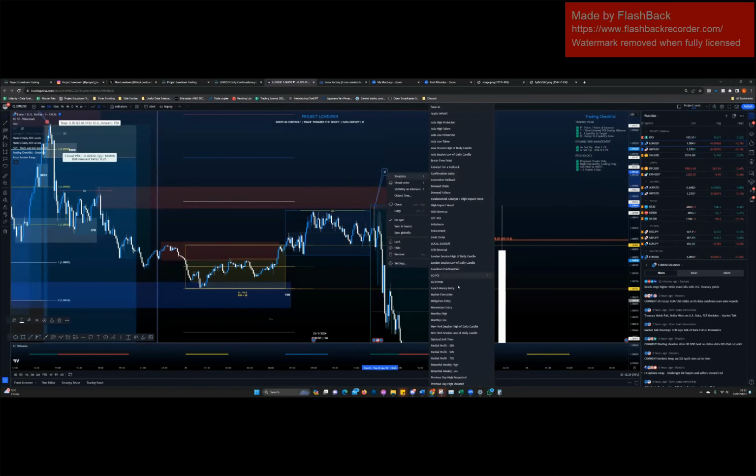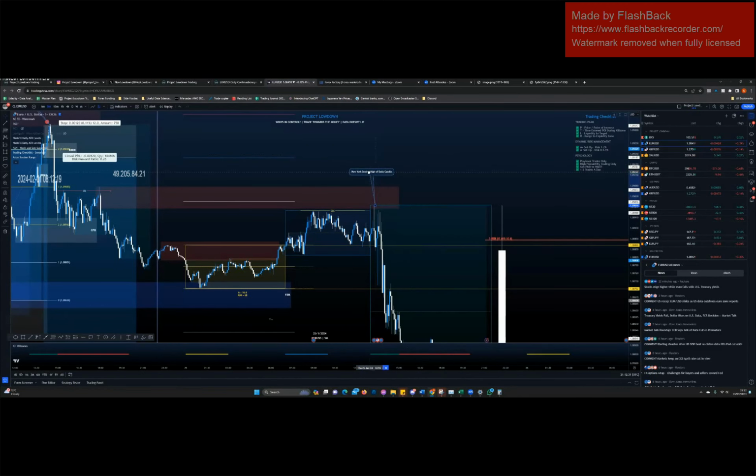So we mark this out, New York session high. Now, like I said, we don't do risk entries here. So what do we need to see to confirm bias? Well, you have this demand chain.